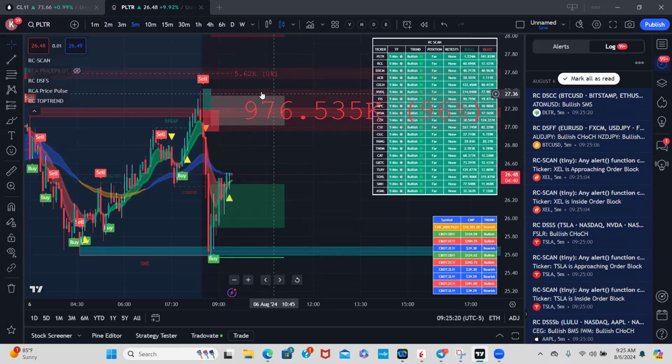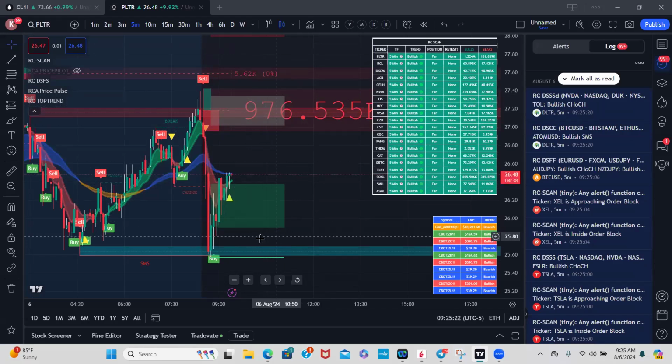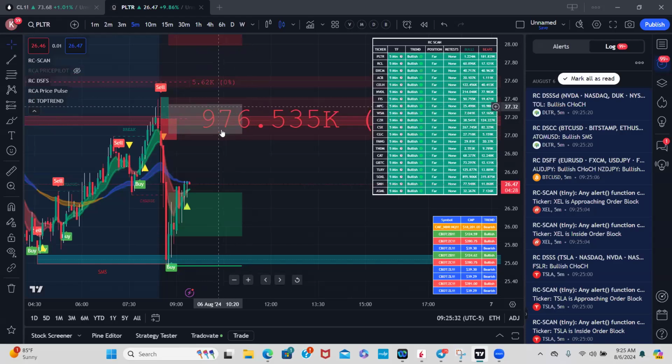And if it breaks this, then it can go all the way, right? Always these blocks are like magnets. So price will always go to them, right? Either price comes to the buy order block or price goes to the sell order block. You have a big sell order block here. So there is a possibility for price to go there.